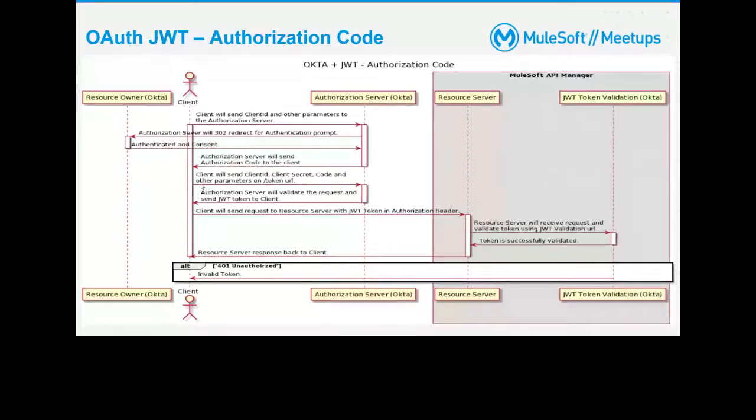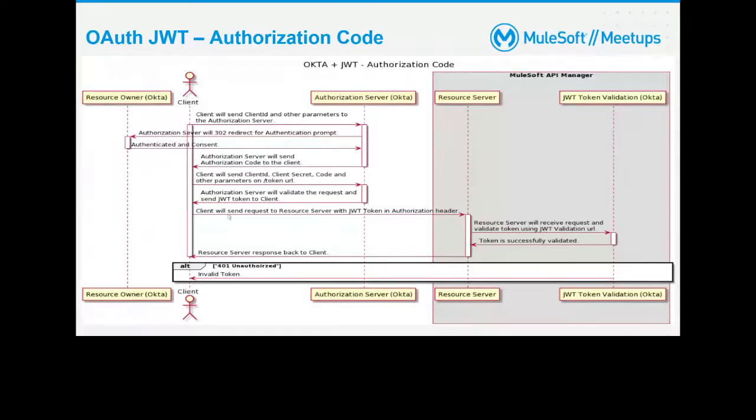Now the client has to generate a bearer token. So the client will send the client ID, the client secret, the authorization code which came in the first step, and other parameters to the authorization server on the token URL. The authorization server will validate all these parameters and send back a JWT token. This whole step has to be taken care of by any API consumer.